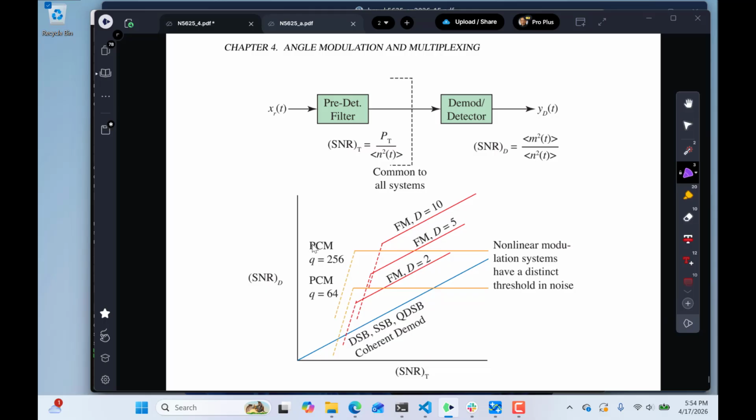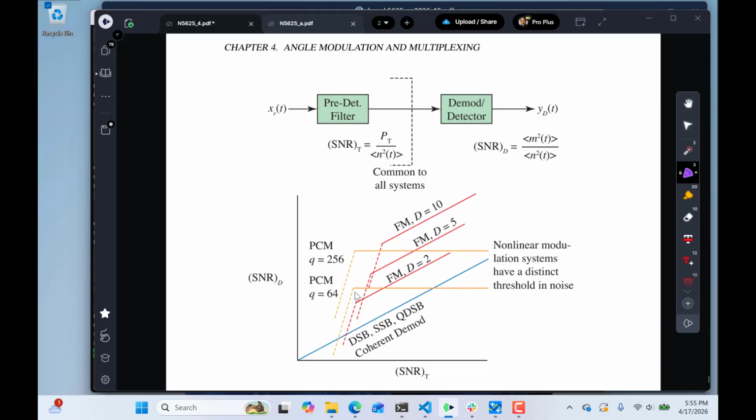PCM, which you explored in problem 2 of project 1, has this characteristic that as the number of bits in the quantizer increases, performance improves. 256 corresponds to 8 bits, and 64 corresponds to 6 bits. So this is a 6-bit system or 8-bit system. And you made some observations on this.